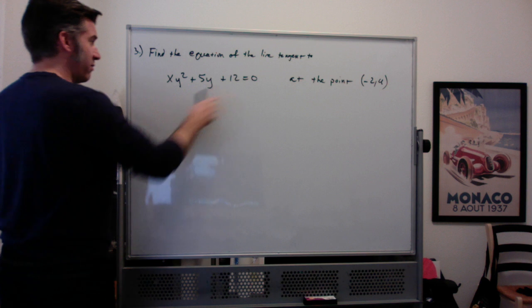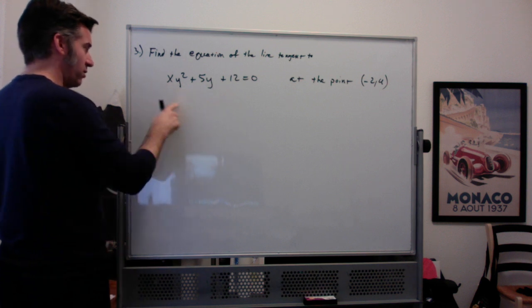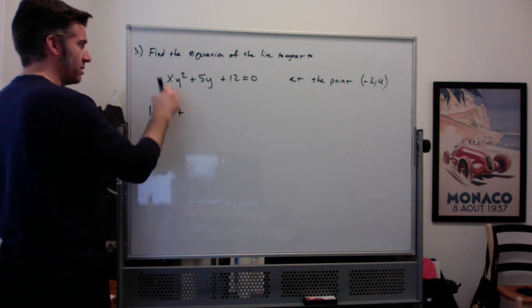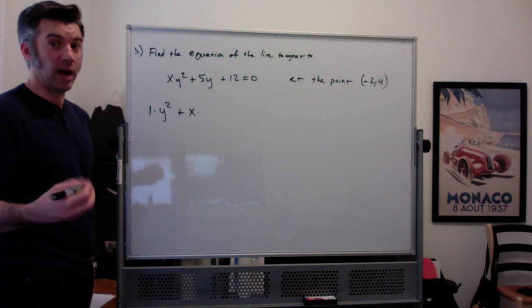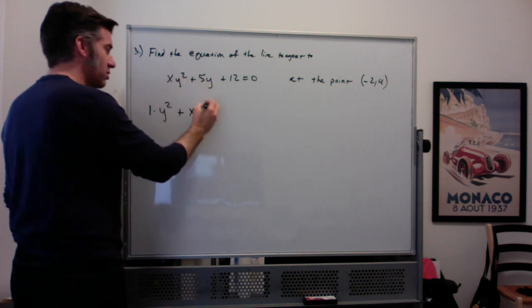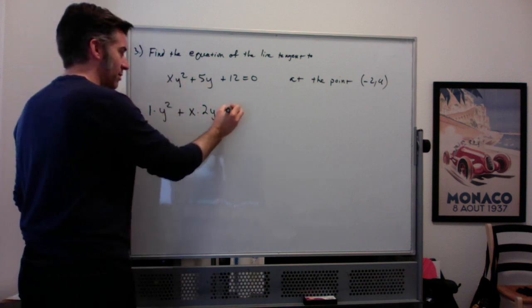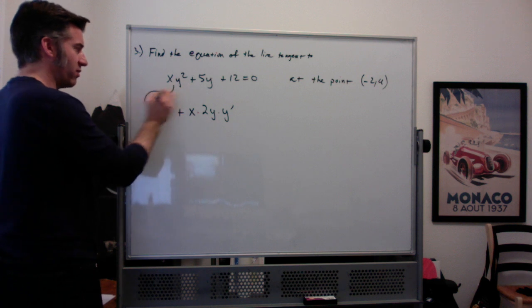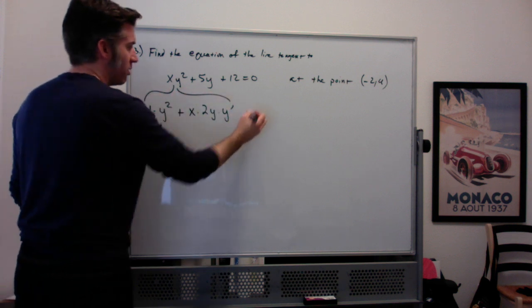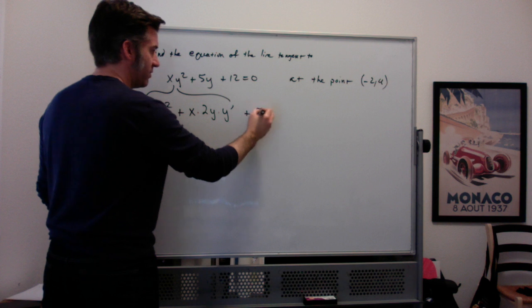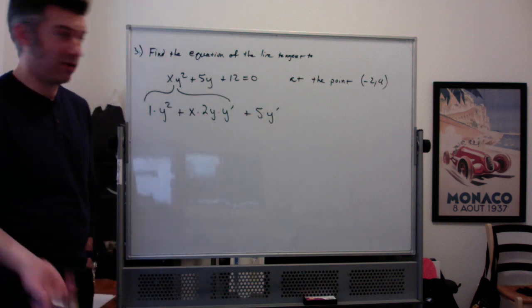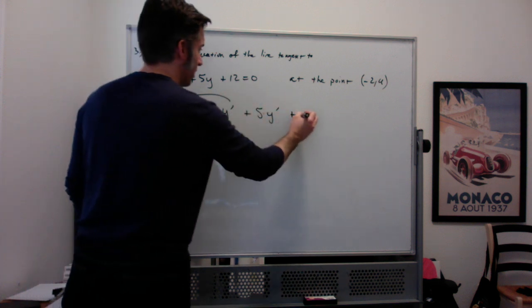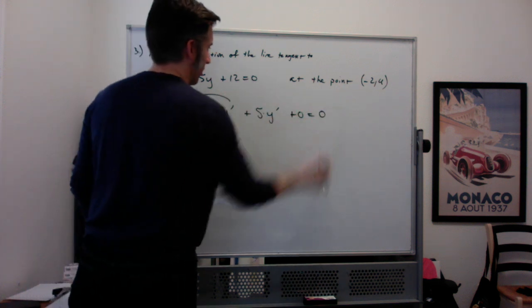So we're going to take the derivative of both sides. We're going to use the product rule here. The derivative of x is 1 times, leave y squared alone, plus x times the derivative of y squared, which is 2y times y prime. Right? The derivative of some stuff squared is 2 times your stuff times the derivative of your stuff. That's the derivative of xy squared, plus the derivative of 5y, which is 5 times y prime. The derivative of 12 is 0. The derivative of 0 is 0.